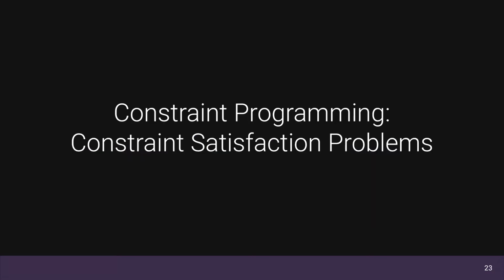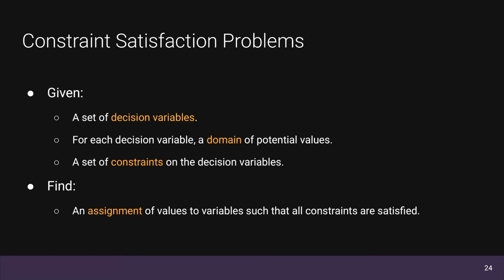So constraint programming can actually solve 2 different kinds of problems, but we're first going to have a look at the basic kind of problem it solves, which is constraint satisfaction problems. I.e., this is a problem where we are given a set of decision variables, and for each of those decision variables, a domain of potential values, and then a set of constraints on those decision variables. And we're asked to find an assignment of values to variables such that all the constraints are satisfied. So you can see that's very closely models the crystal maze problem as we just saw it.